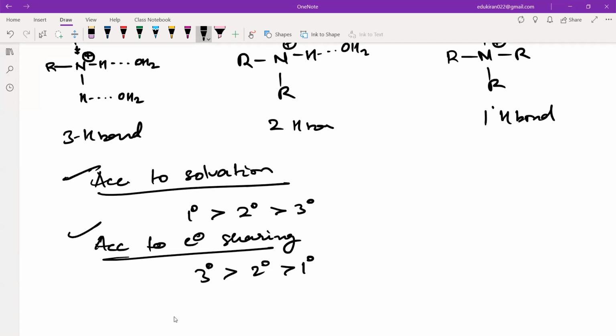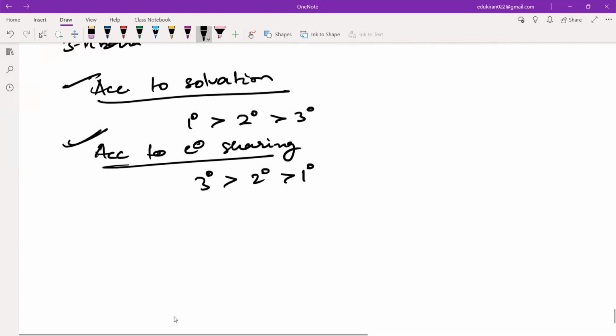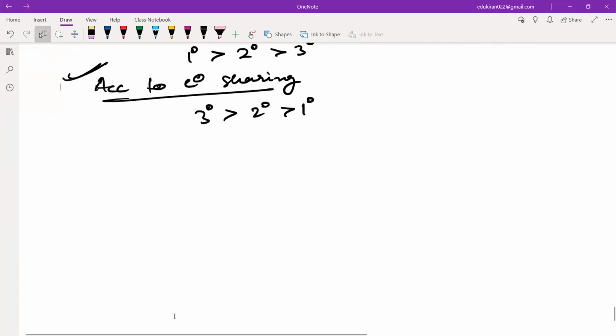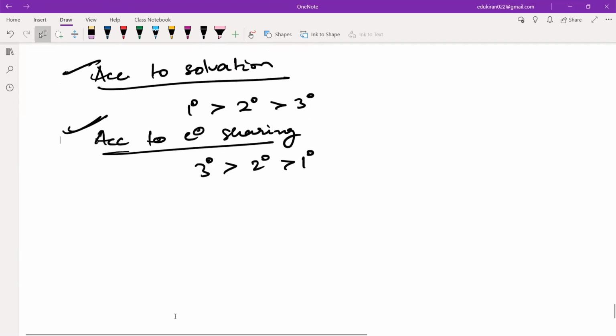Can you see this? Yes or no? Please tell me. You understand both of these points? Yes, sir. So now what is going to happen? You have to remember two things. It is very difficult to state a general rule here, because you have a conflict, a completely reverse order according to solvation and according to electron sharing.